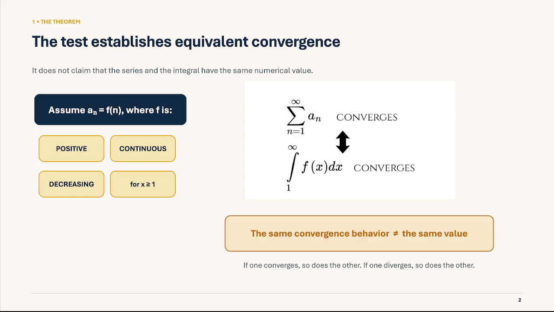The integral test begins with a sequence whose terms can be represented by a function. In other words, we need to write a sub n as f of n. The function must satisfy three main conditions. It must be positive, continuous, and decreasing for x greater than or equal to 1. If these conditions are satisfied, the infinite series from n equals 1 to infinity of a sub n and the improper integral from 1 to infinity of f of x have the same convergence behavior.